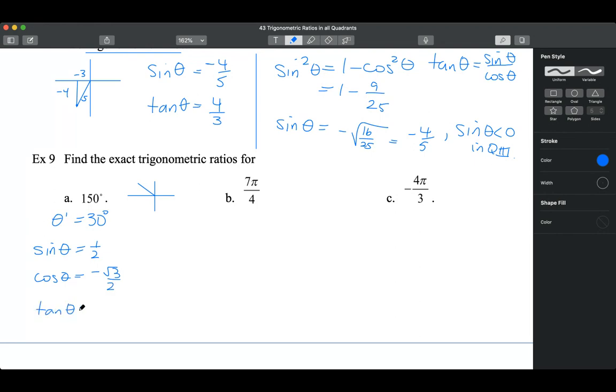And then my tan theta is the ratio of these two. Doesn't matter where my negative sign is, top, middle, bottom.